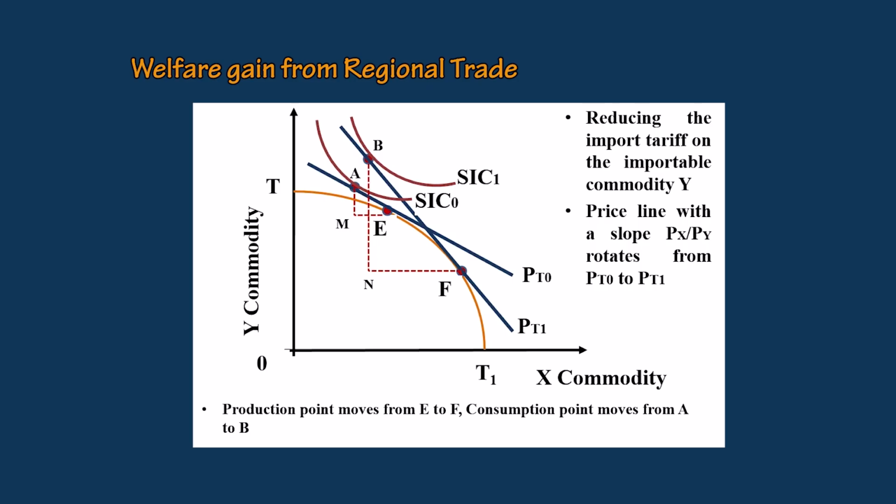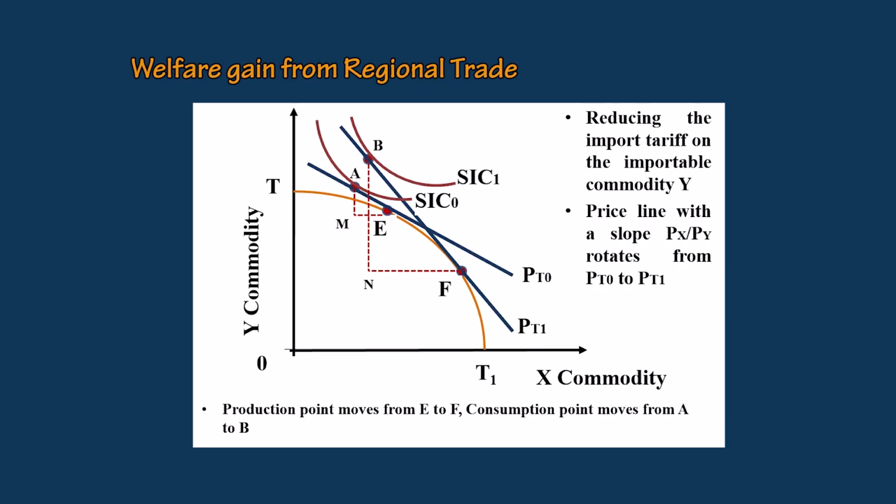Please see, it is steeper. So your production point shifts from E to F. That is, you are now producing more of X and you are consuming at point B. So when you consume at point B and produce at point F, what amount are you exporting now? NF amount of X you are exporting, more export. And you can also import more. Please see BN. That means the trade triangle, the size of the trade flow, is now higher.